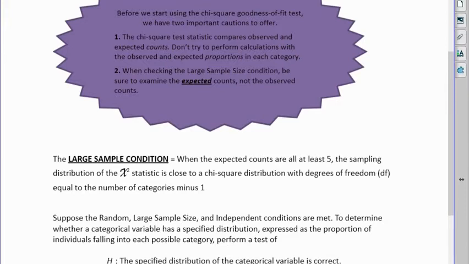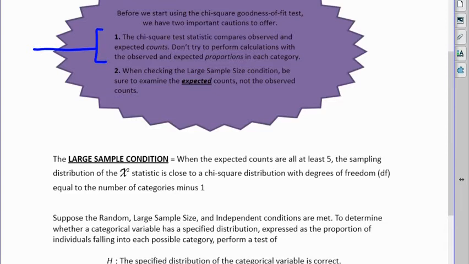Here's where we show our conditions for the inference. And as you can see, for the goodness of fit test, the chi-squared statistic compares the observed and the expected counts. Don't try to perform calculations with the proportions themselves. You need to have the actual counts.